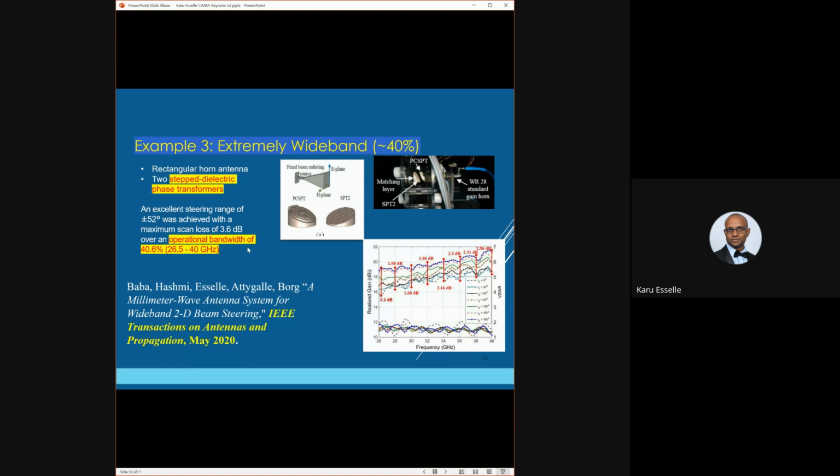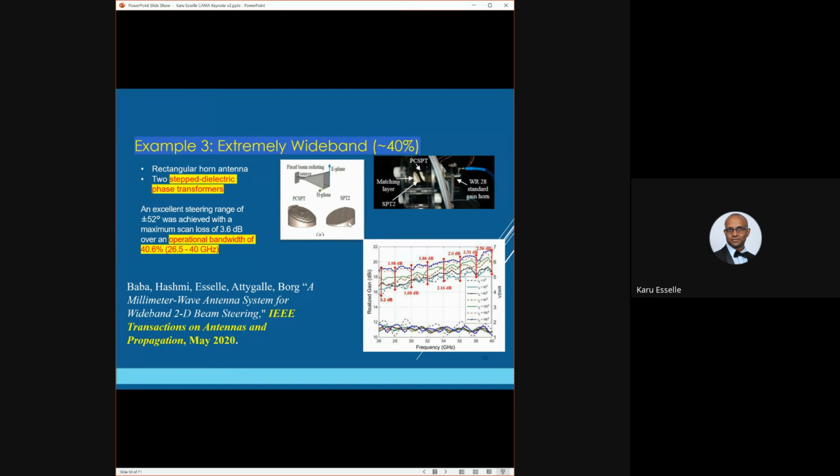It's not exactly a prism. There are some steps for machining purposes, but we built the prototype. The rotation system was built by the Australian Department of Defence, and we integrated them together. We call them step dielectric phase transformers.